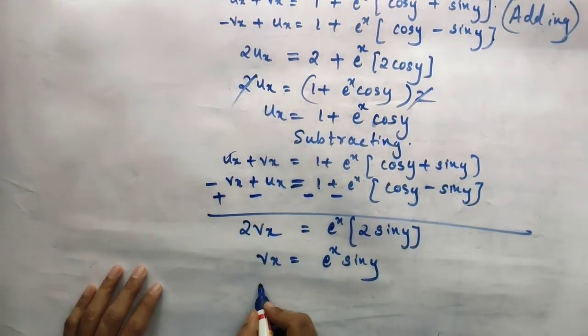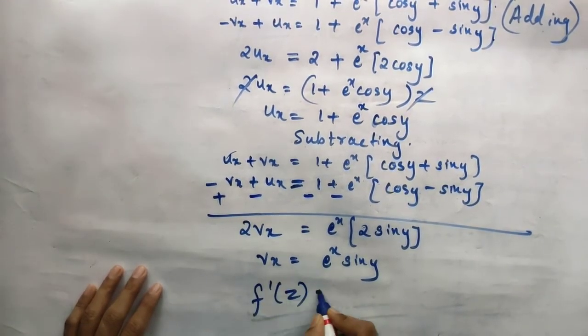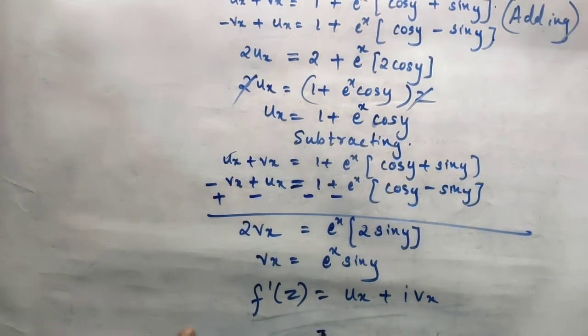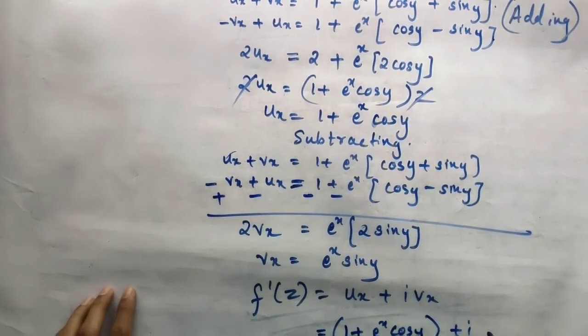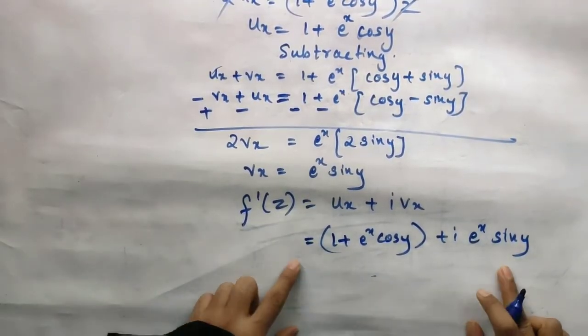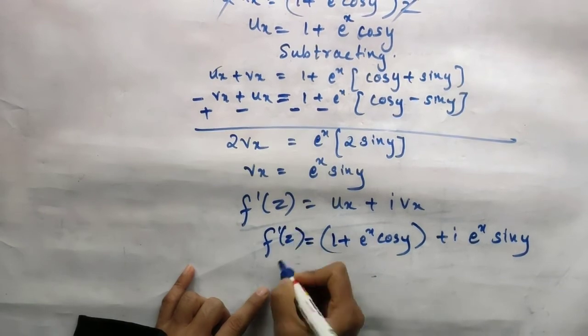Now the easiest way of writing your f dash of z is what? ux plus ivx. Both the terms are available for you. Okay, you have ux as well as vx. Let us substitute them. It will be 1 plus e to power x cos y plus i into, what is vx? It is e to power x sin y. I hope it's seen there. Okay, now this is your f dash of z.